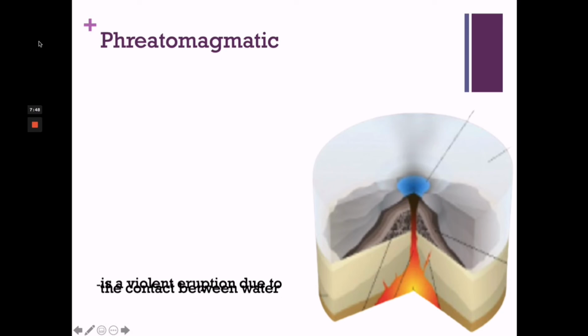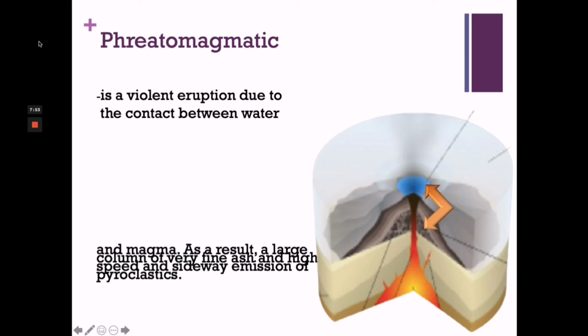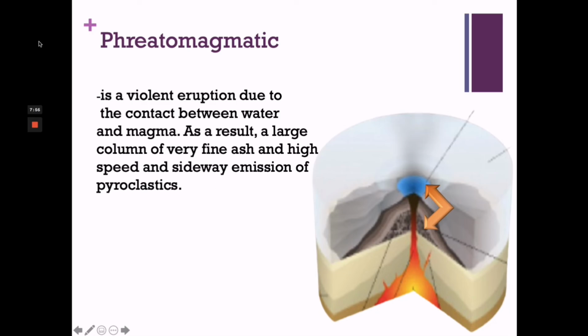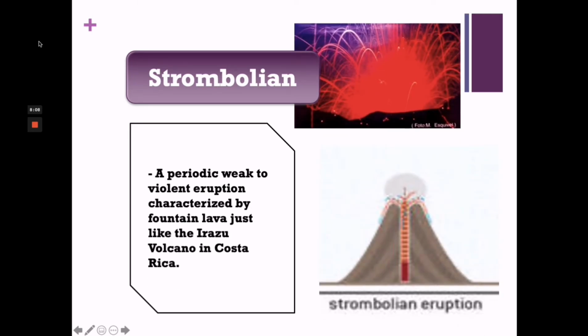Phreatomagmatic is a violent eruption due to the contact between water and magma. As a result, there is a large column of very fine ash and high speed and sideway emission of pyroclastics. Strombolian, a periodic weak to violent eruption characterized by fountain lava, just like the Arenal volcano in Costa Rica. Again, it is a periodic weak to violent eruption characterized by fountain lava.